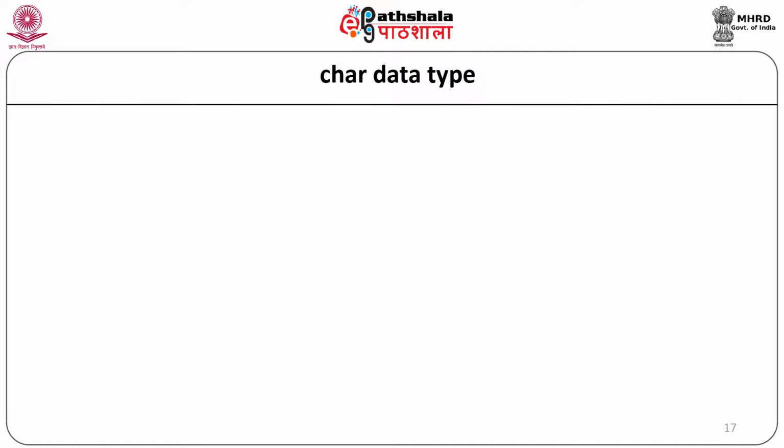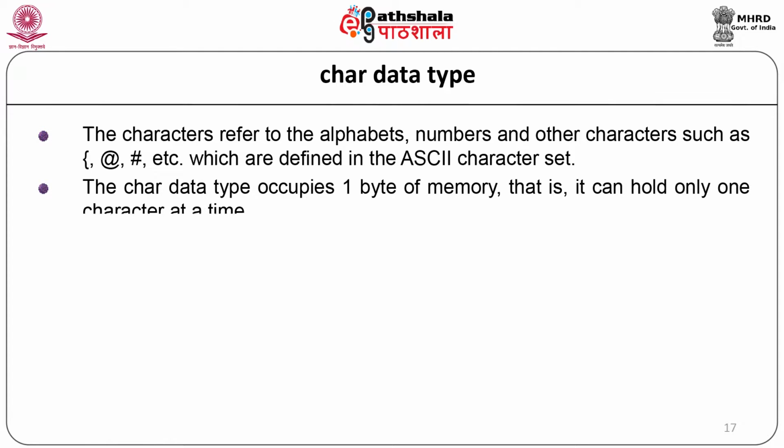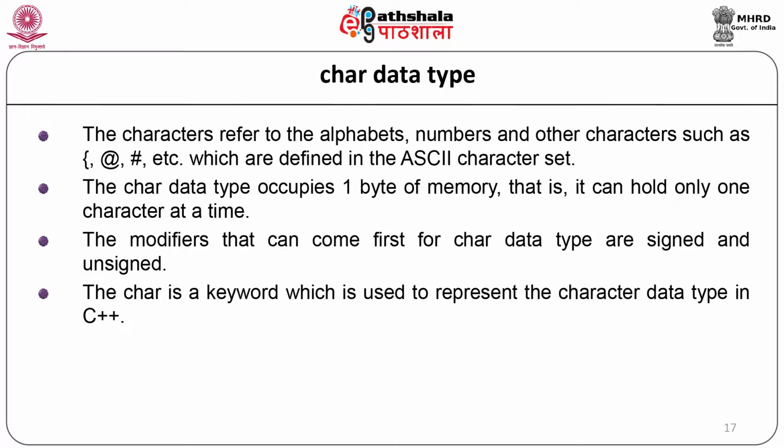Now let us see the character data type. The characters refer to the alphabets, numbers and other characters such as symbols, opening braces, @ sign, hash, etc. These are defined in the ASCII character set. The character data type occupies 1 byte of memory, that is, it can hold only one character at a time. The modifiers that come first for character data type are signed and unsigned. The char is a keyword which is used to represent the character data type in C++.